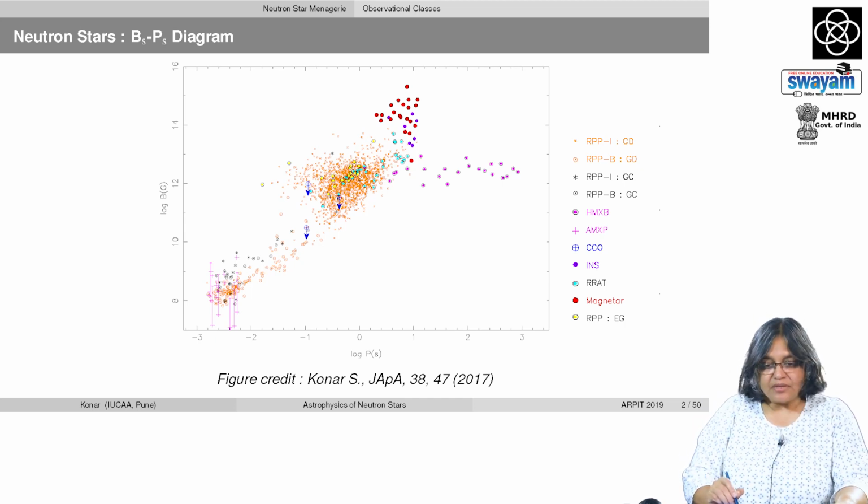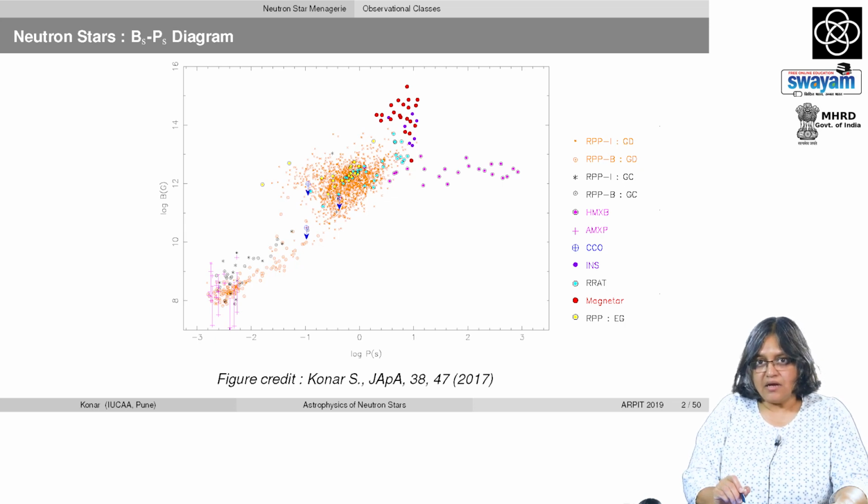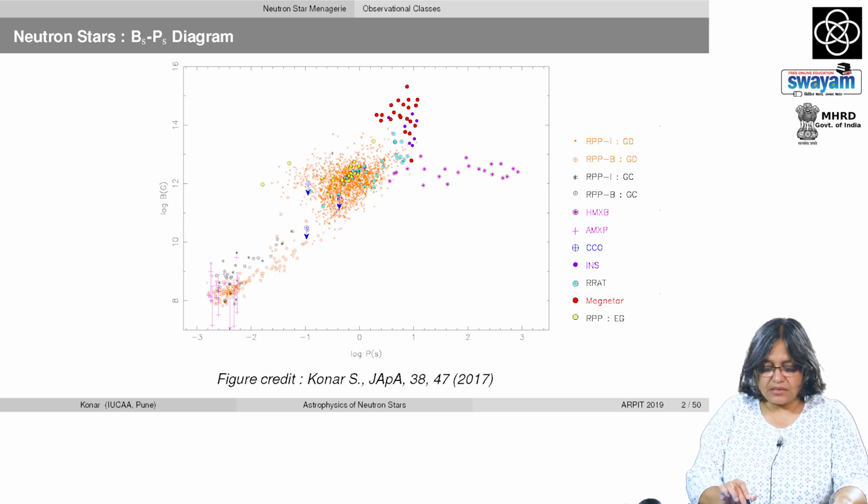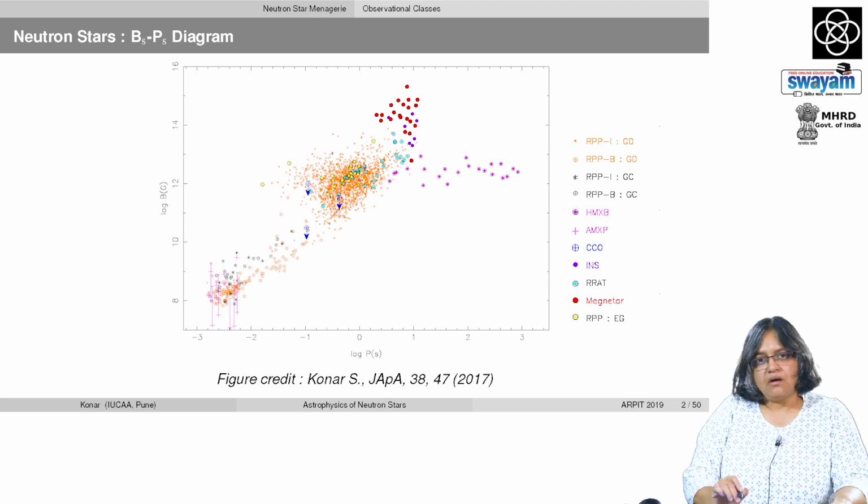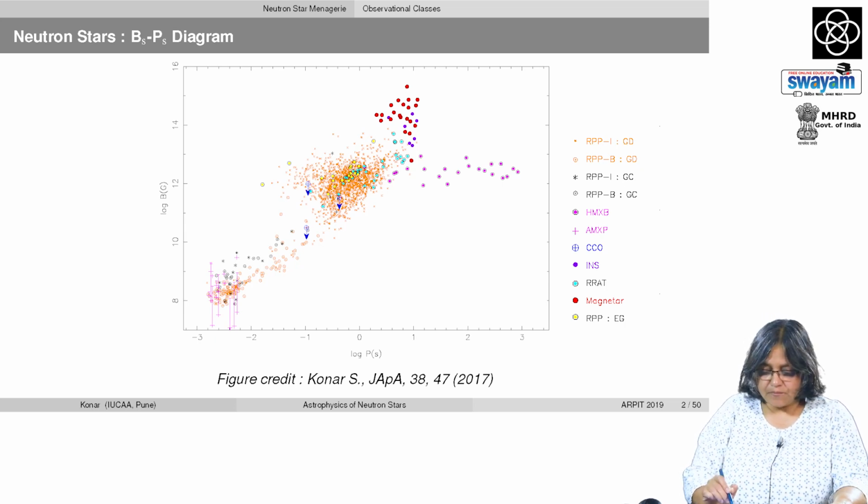Then we have something called RRATs, which we have mentioned in the context of nulling. These are likely rotation powered pulsars, but they are characterized by sporadic single pulses. They do not have regular radio emission pulses like the other normal radio pulsars.